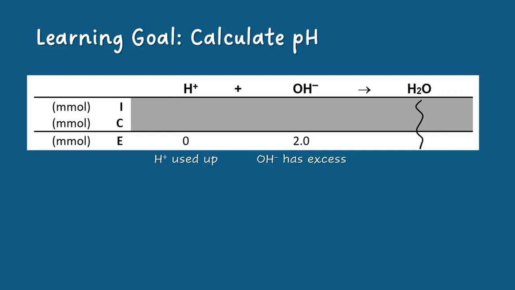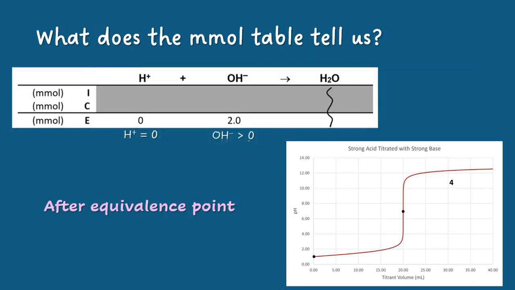In this generic millimole table, we are only looking at the E row. Here, we see that the H plus goes to 0, which means it has completely reacted. The hydroxide is greater than 0, which means there is excess, or more than what was necessary to fully react with the acid. This situation puts the reaction progress in region 4 of the titration curve, which is after the equivalence point. This is sometimes called excess titrant.